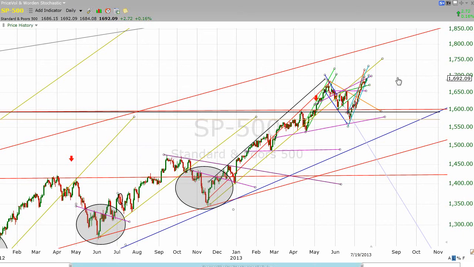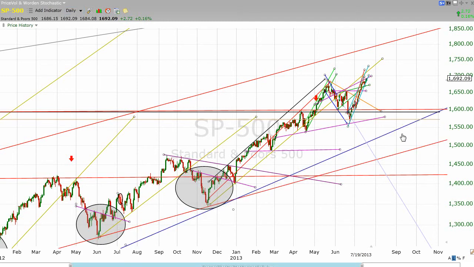And we are more than likely in the process of doing the very same thing right here, as we are now above that previous intraday 1687 high in the S&P. Now let's zoom into the chart, now that we kind of have this in a little bit broader perspective.